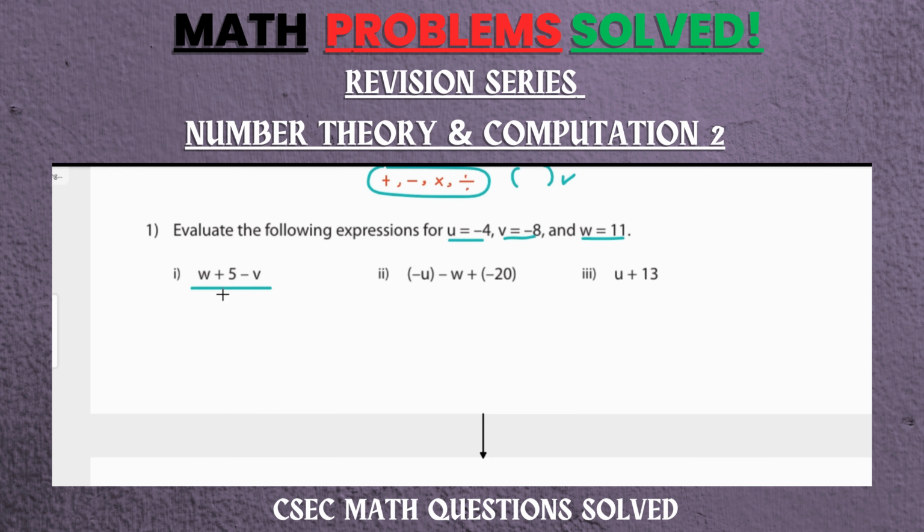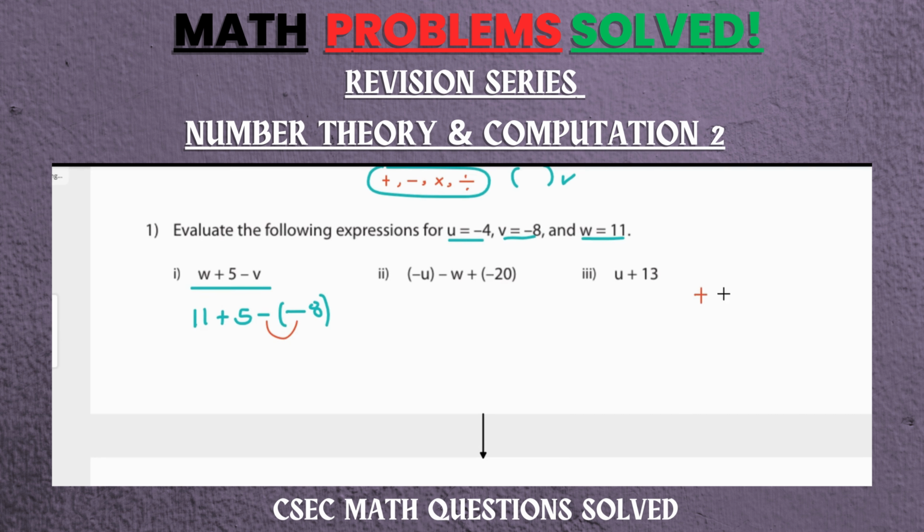For example, what the first expression shows, w plus 5 minus v. So what's the value of w? It's 11 plus 5 minus what's v? V is negative 8, right? So you should know the operation on integers. Like here, this is negative and this is negative. You know negative times negative is positive.